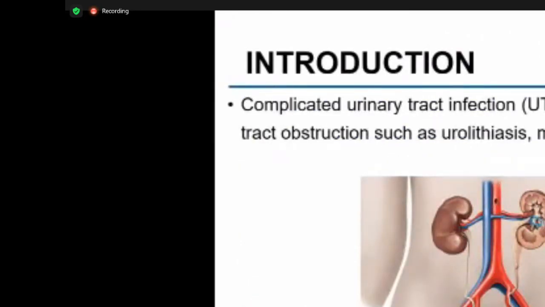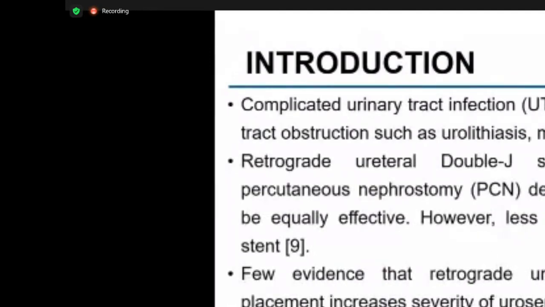We know that complicated urinary tract infection secondary to urinary tract obstruction caused by stone or stricture, etc., may result in sepsis if we don't treat properly. In these cases, what we should do immediately is to prescribe empirical antimicrobial therapy and consider urinary tract decompression.